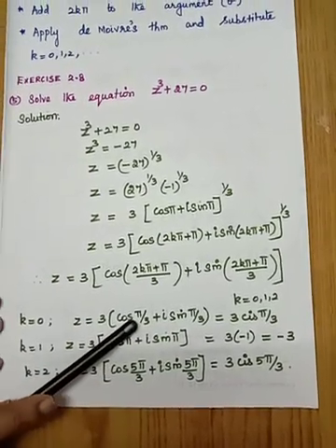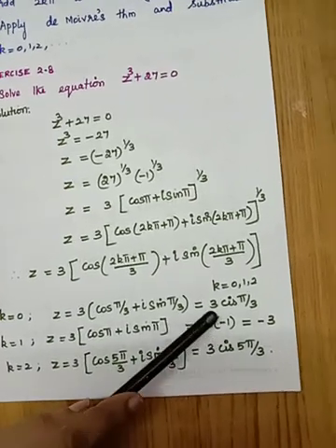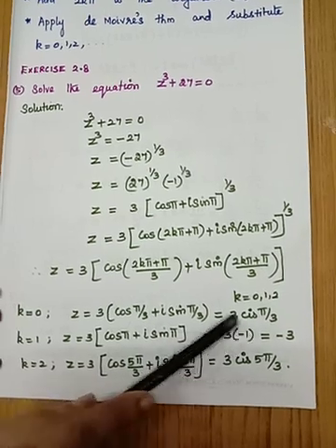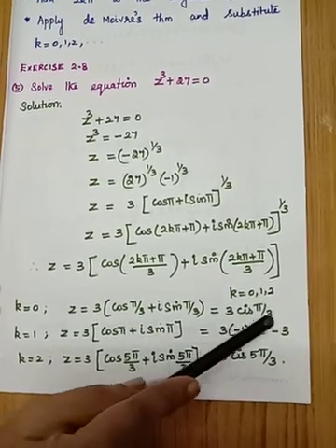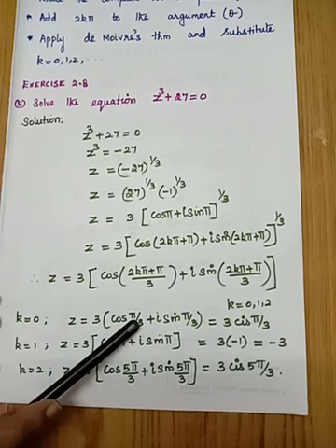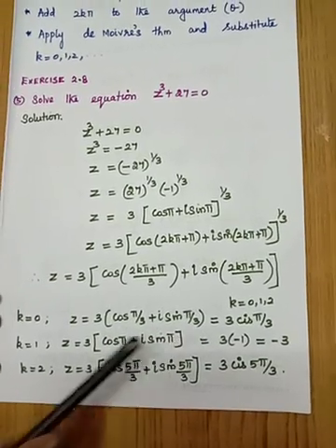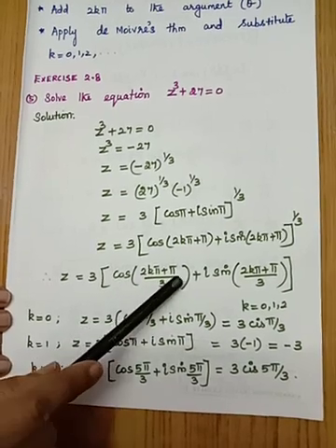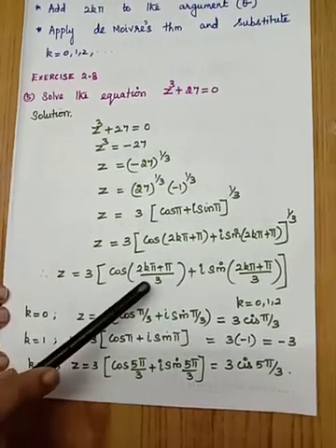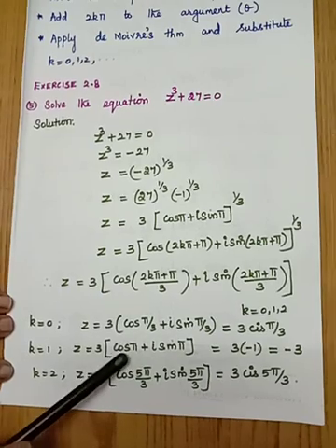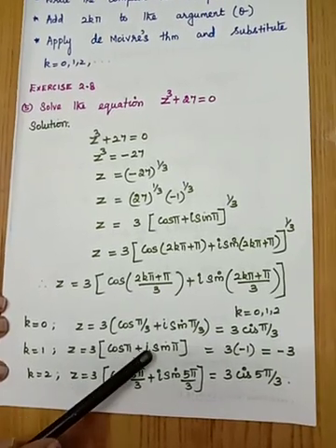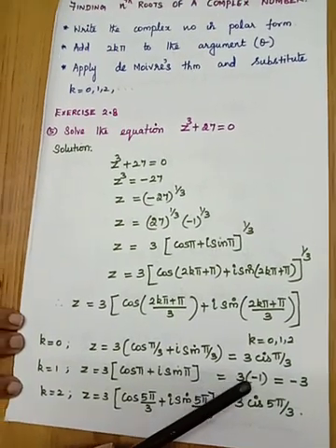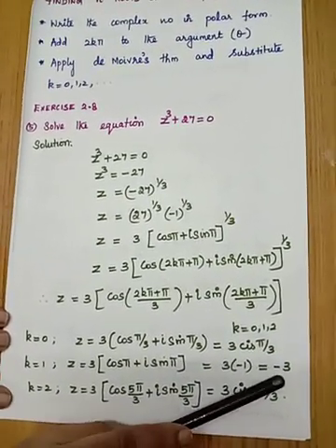So it is 3 cis pi by 3. Here I didn't find the value, directly I have written 3 into cis pi by 3. What is cis pi by 3? Cis means cos pi by 3 plus i sin pi by 3. For k is equal to 1, when you substitute 1, 2 pi plus pi, that is 3 pi by 3, the 3 gets cancelled and you get pi. So cos pi plus i sin pi is equal to 3 into minus 1, that is equal to minus 3.